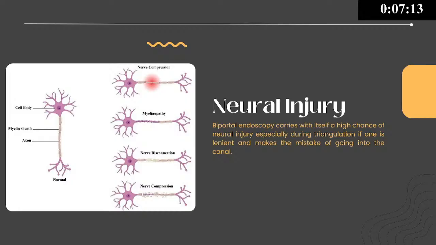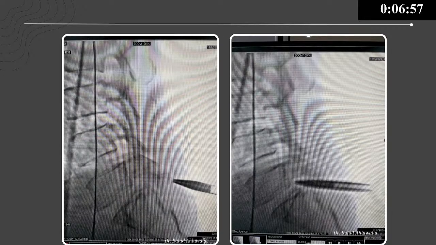Now, biportal endoscopy carries with it a very high risk of neural injury if you have a failed triangulation. By a failed triangulation here, I mean to say if you are triangulating in the interlaminar space, you've crossed the interlaminar tissue, you've crossed the flavum, you've torn the dural tube, and then you do the chopstick dance. Gone. Patient lands up with permanent cauda equina, never going to recover. This is what I'm talking about.